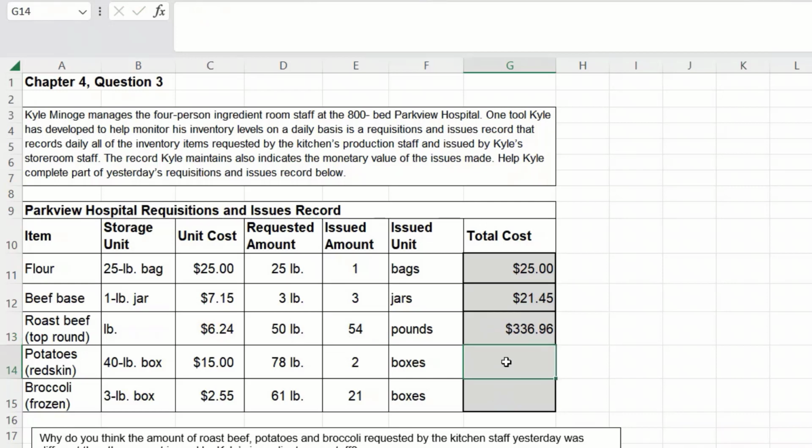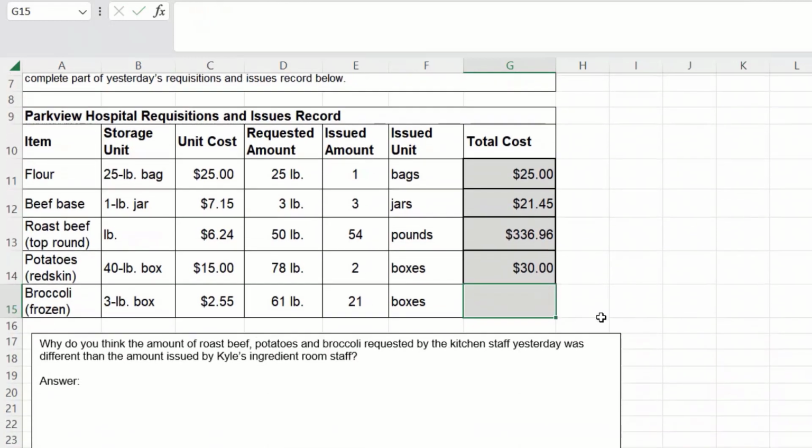Now they've asked for 78 pounds of potatoes, but they come in 40-pound boxes. So we're not going to pull out the 2 pounds. We're going to go ahead and give those to them. And we will charge them the 2 times the 15 pounds for $30. And then for the broccoli, they've requested 61 pounds. We're going to give them 21 3-pound boxes, which comes out to 63 pounds. And again, they're going to pay for that.